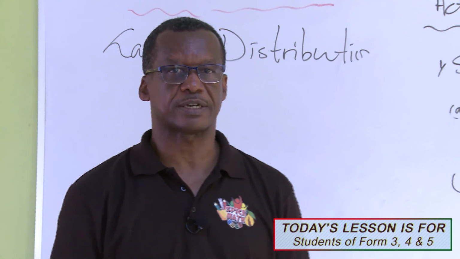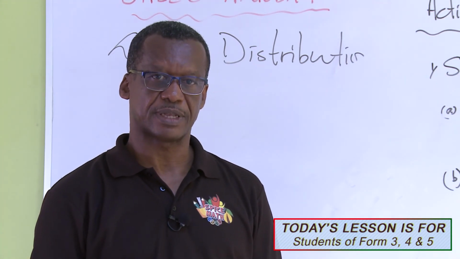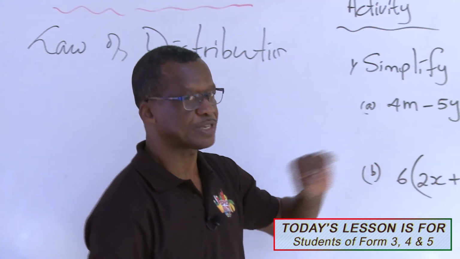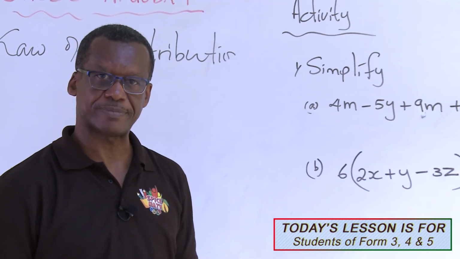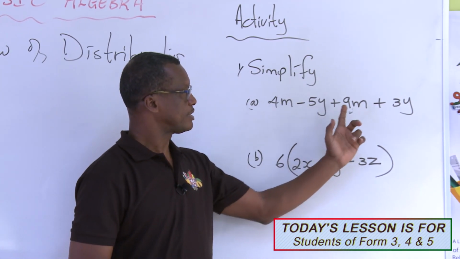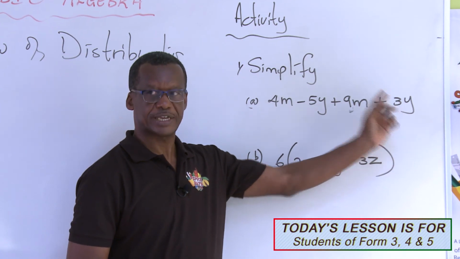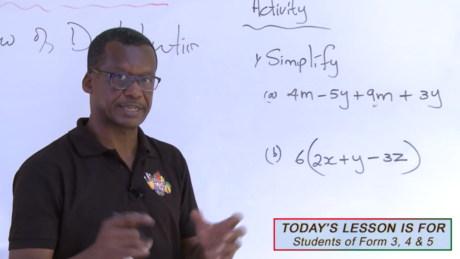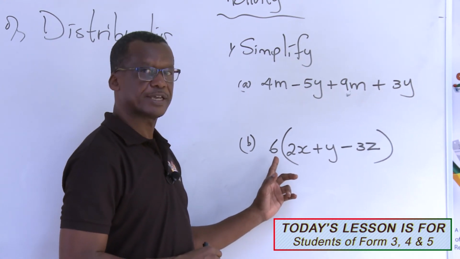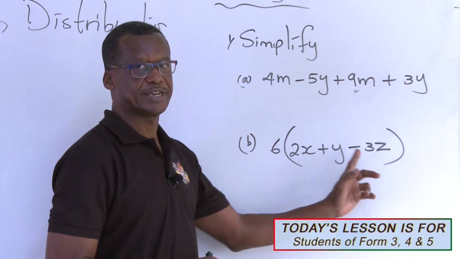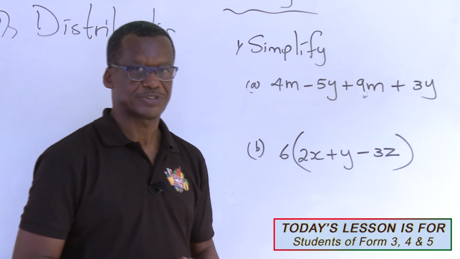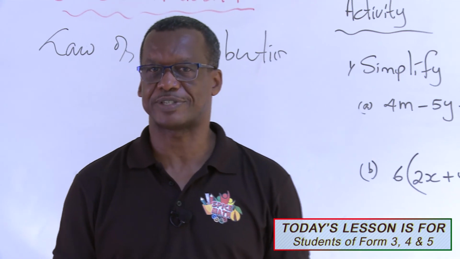Right, so now that you understand how to bring like terms together and how to use the law of distribution, let's try these two. So I'm going to give you 5 minutes. Copy them down. Number 1 will be 4m minus 5y plus 9m plus 3y. I'd like you to simplify it by bringing like terms together. And part B, 6 bracket 2x plus y minus 3z. You're applying the law of distribution here. So take 5 minutes. I'm going to come back and discuss the answers.